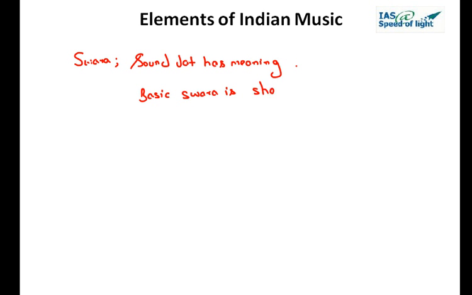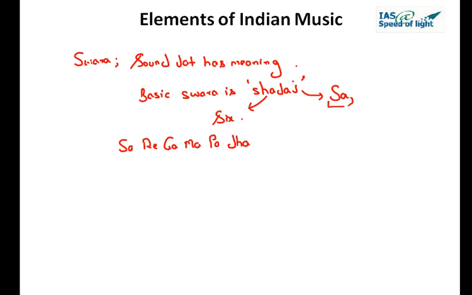Now the basic swar is Shadaj, from which we get Sa. The meaning of Shadaj is 6. So what it means is this Sa, the basic swar, is related to 6 other swars. From this Sa we get 6 other swars, which are Re, Ga, Ma, Pa, Dha, Ni, and again Sa, returning to the basic swar but at a higher pitch, a higher note. So the basic swar plus 6 becomes 7, and with this again returning back to Sa, it becomes 8. So this is known as saptak.